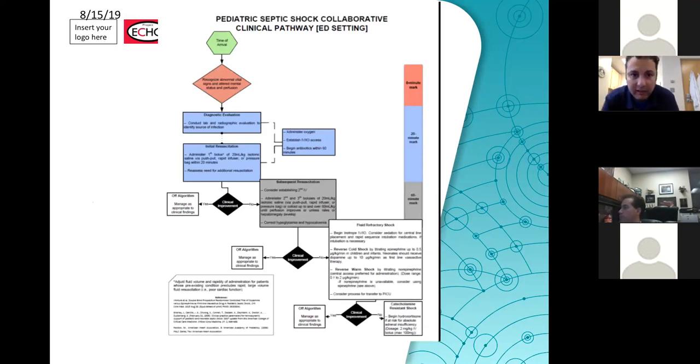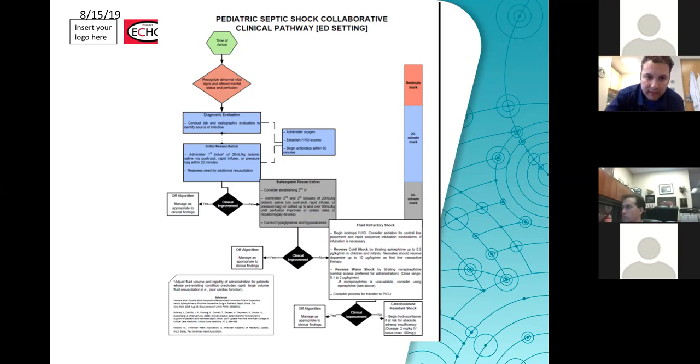This is back. Actually, Brian talked about this last week. It's a document, about 2 years old, that came from combined work between the American Academy of Pediatrics and the Children's Hospital Association. It's a pediatric septic shock collaborative clinical pathway in the ER setting, very similar to what our critical care, or the American College of Critical Care, recommends. So we're going to go through those documents very briefly and look over them.